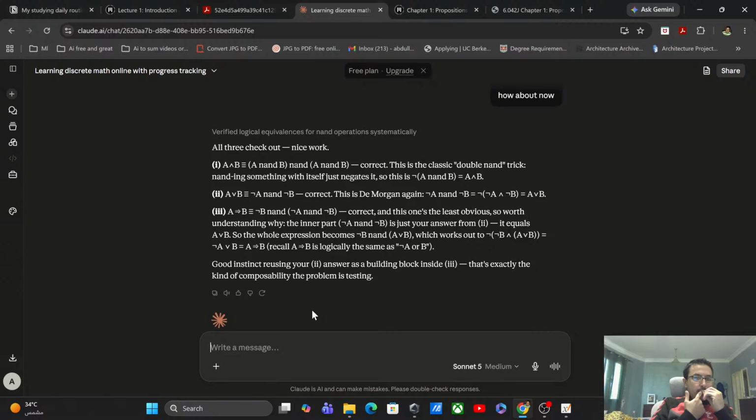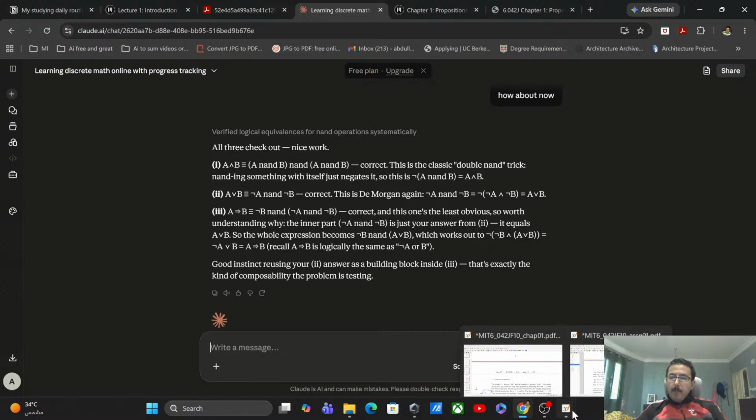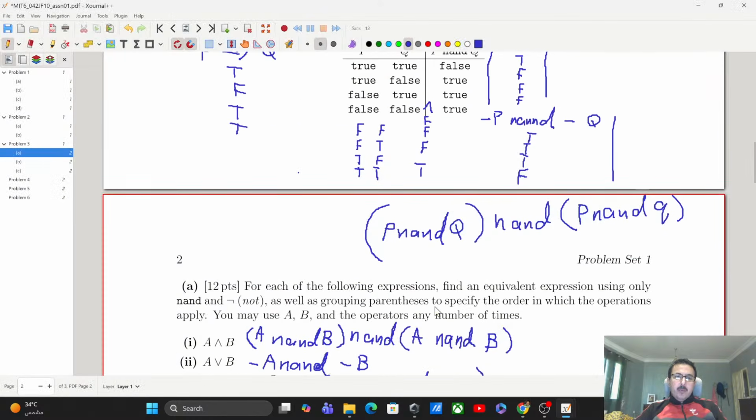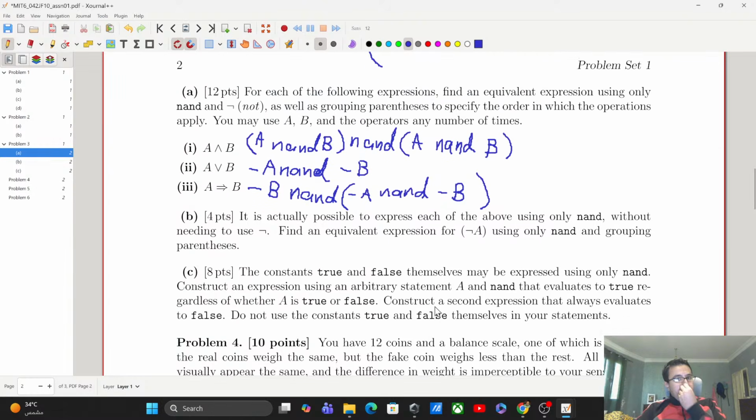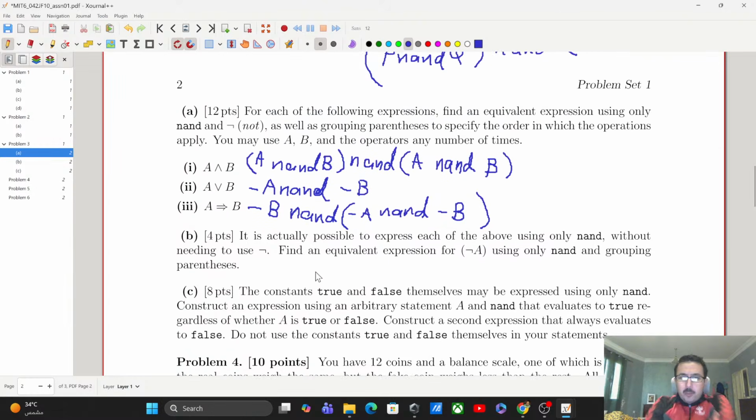Here's the last exercise for discrete math today. How many parts do you have still? A, B, and C. So it's actually possible to express each of the above using only NAND without needing to use NOT. Find an equivalent expression for not A using only NAND and grouping parentheses. Using only NAND and grouping parentheses. Not A.